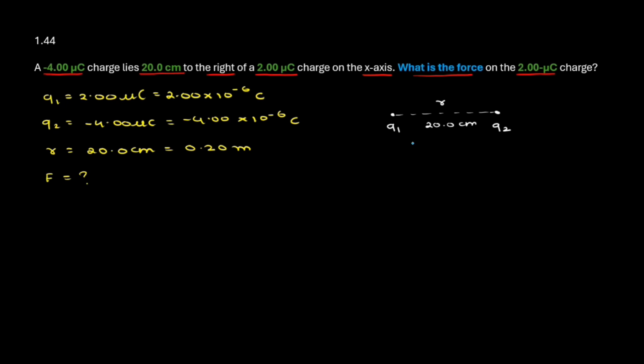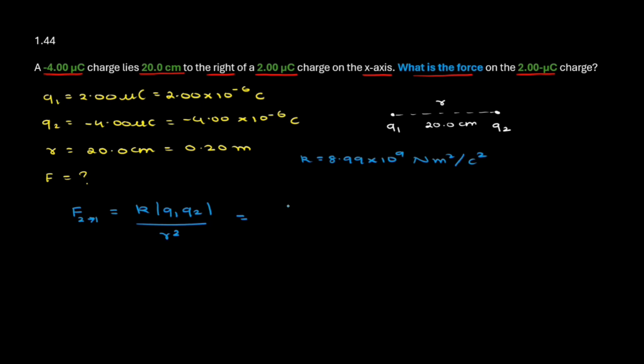Now the force on charge 1 because of charge 2 can be written as F of 2 on 1 equal to K Q1 Q2 over R squared, where K is the Coulomb's constant and the magnitude of K is 8.99 times 10 to the power 9 Newton meter squared per Coulomb squared. For Q1 and Q2, we have to take their absolute value when we are finding the magnitude of force. We don't need to substitute the sign here. So let's calculate the force.